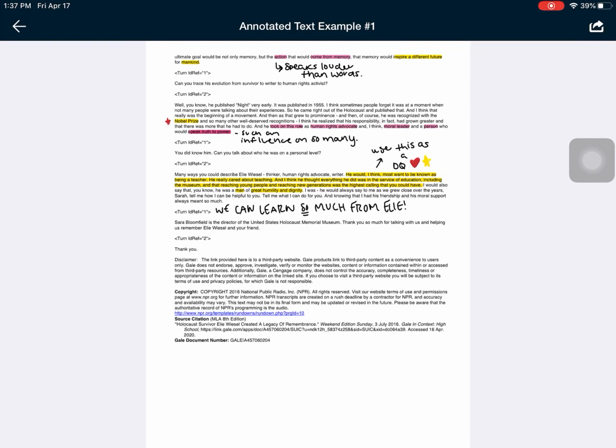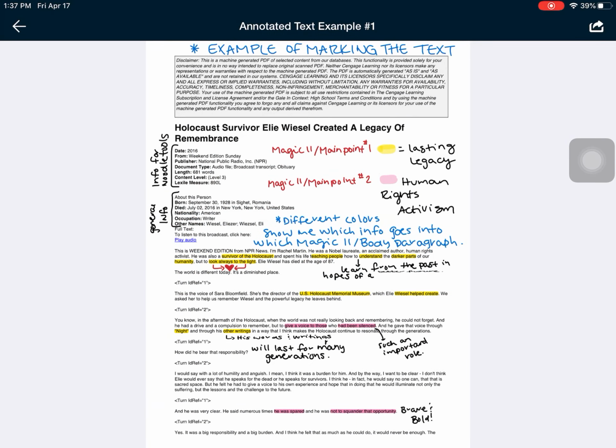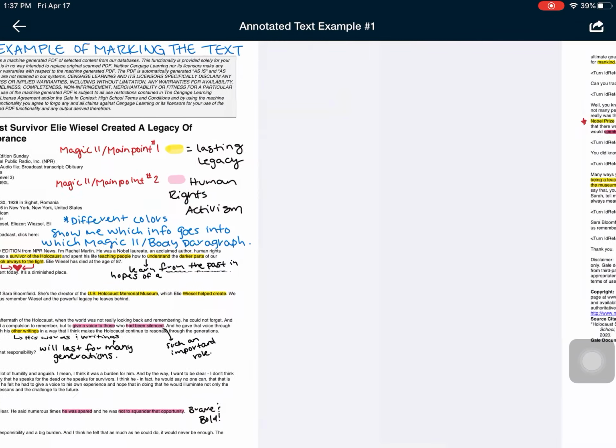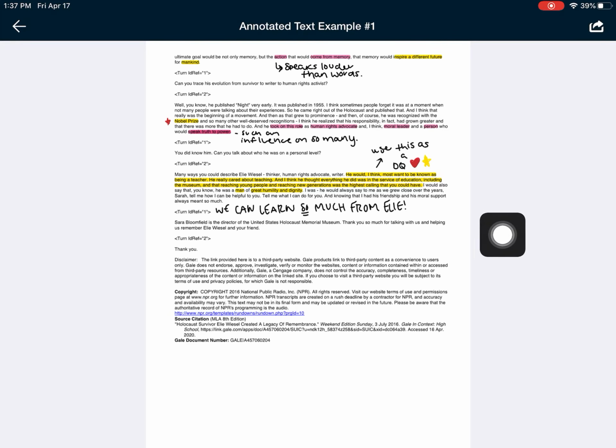So as I scroll through, I can see everything that she highlighted are in those two colors, and they are about those two characteristics. Then you can see that she has written some stuff in the margins to help her remember what's what. She's given herself a couple little notes off of what she has highlighted, and that will help her in the future when she starts writing her Magic 11 paragraphs.